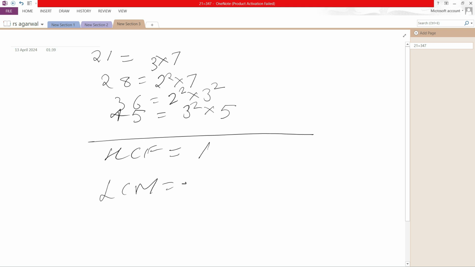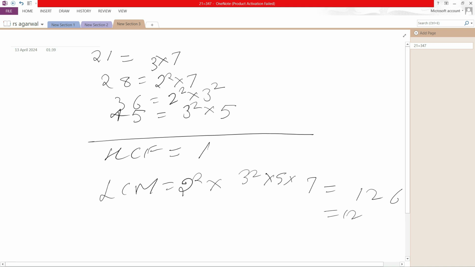Now LCM is equal to 2 square, after that 3 square, 5 into 7, is equal to 1260. So that is the LCM here. By watching the solution of 1 and 2, I hope you learned how to find the SCF and LCM of two given numbers or more than two numbers. So now we'll move to the third question.